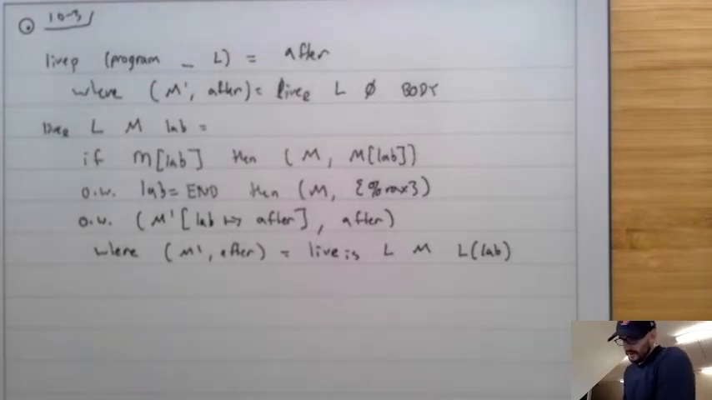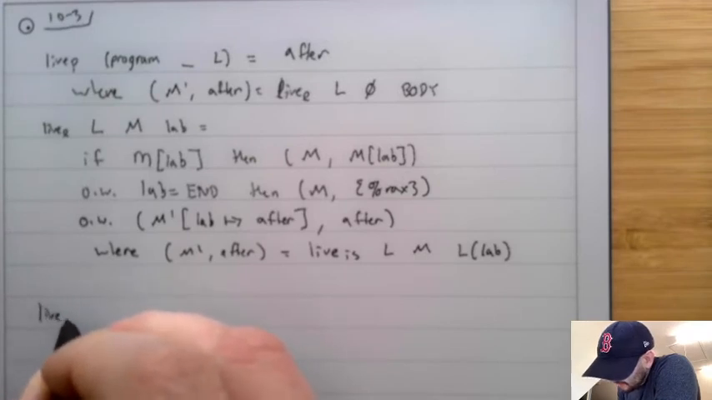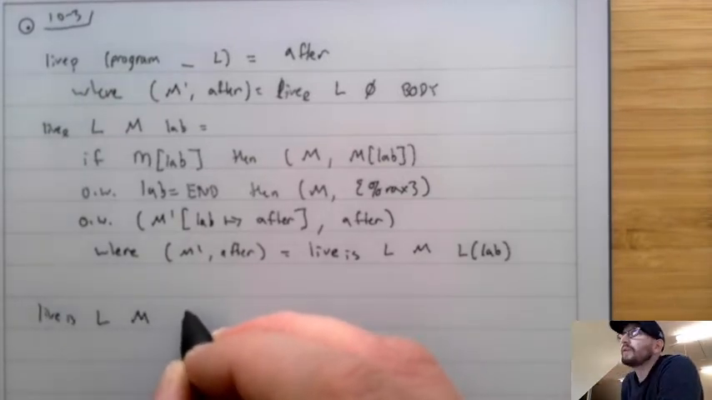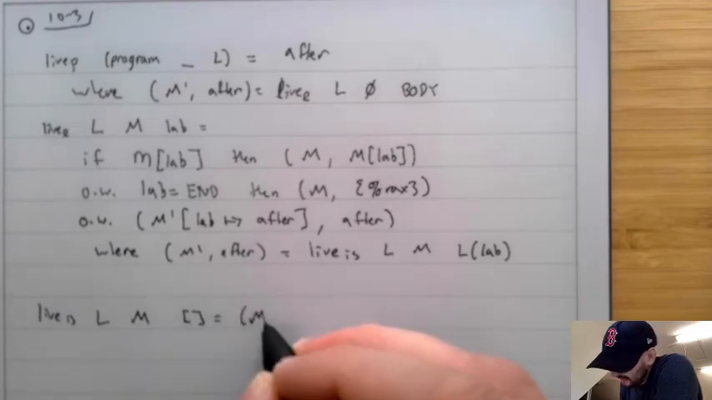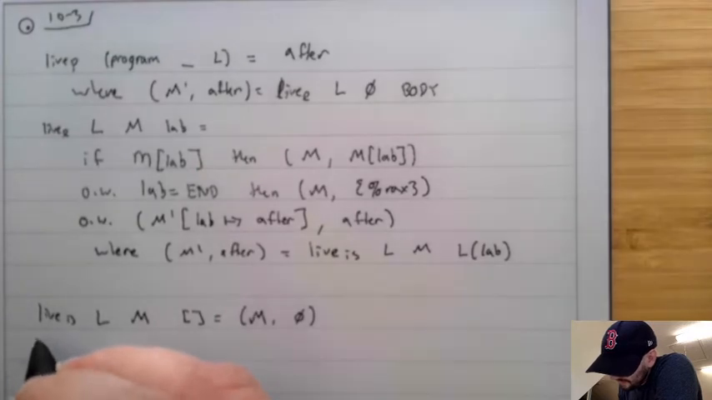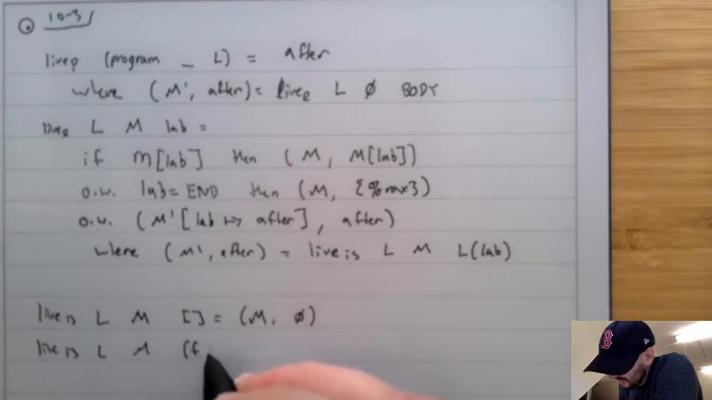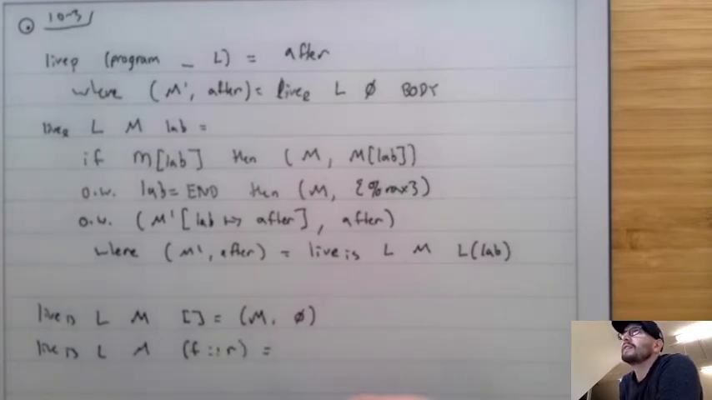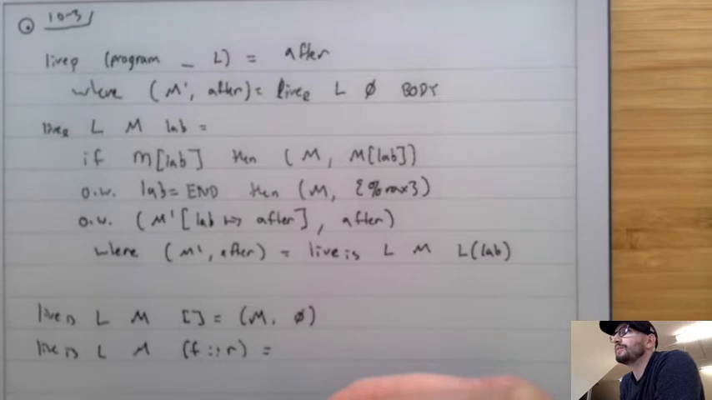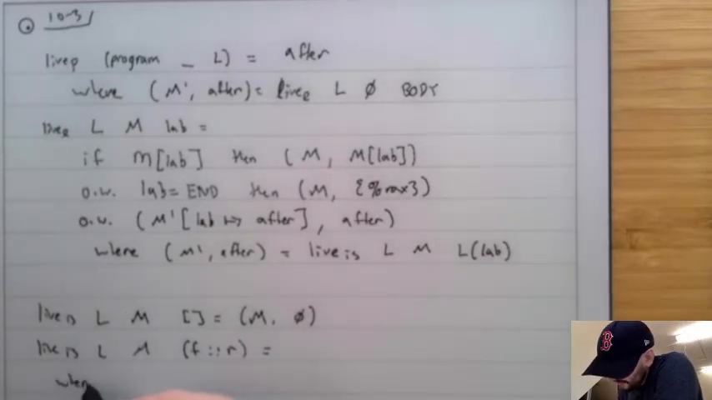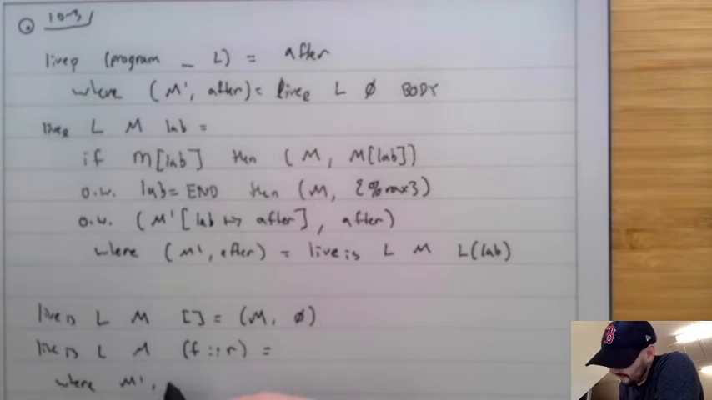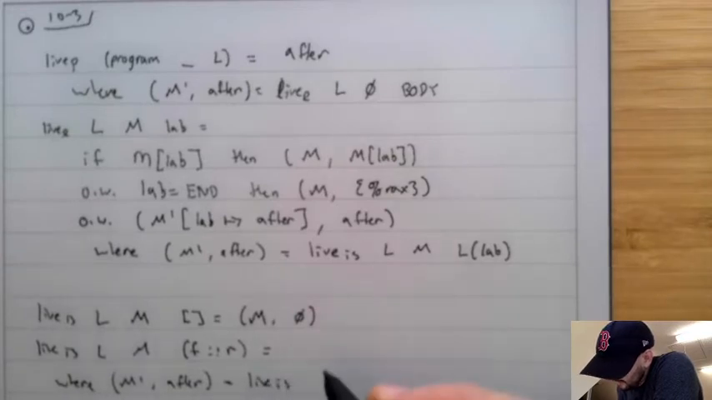Okay, so now how do we do live IS? So live IS takes L, M. If we give it an empty list, then we'll just return the same memory and nothing, because we're done. If instead it was given some first thing and then some stuff after that, the rest, then what we'll do here is we'll say where M prime of after equals live IS of L, M, and R.